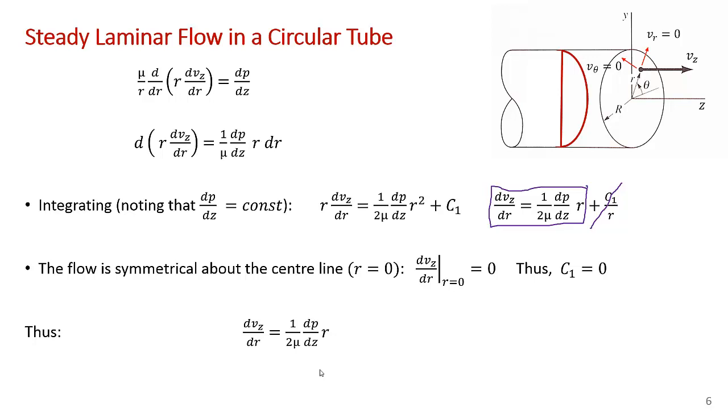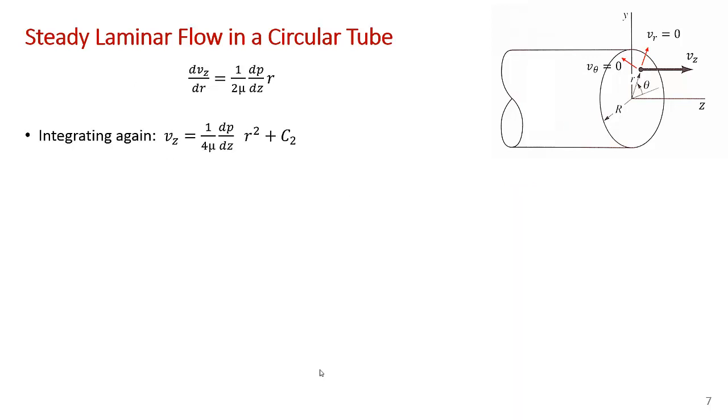So now on the next slide, I've reproduced that result just up at the top. And now we can integrate again. This time it's very simple to integrate. Of course, when you integrate this side, it's going to become V_z, and that r is going to become r squared upon 2, and we already have a 2, so it becomes a 4. That looks correct. And then we have another constant.